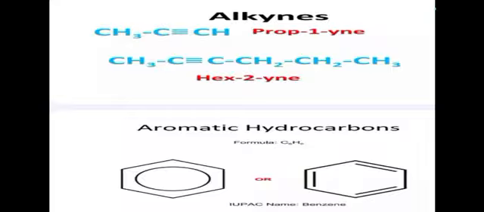Alkynes means triple bond. Prop-1-yne: the first position has the triple bond. Second example, the second position has the triple bond. Hex means 6 carbons are present, and the second position has the triple bond, so hex-2-yne. Aromatic hydrocarbons have the formula C6H6, a benzene ring with alternating bonding. Benzene is an example of an aromatic hydrocarbon.